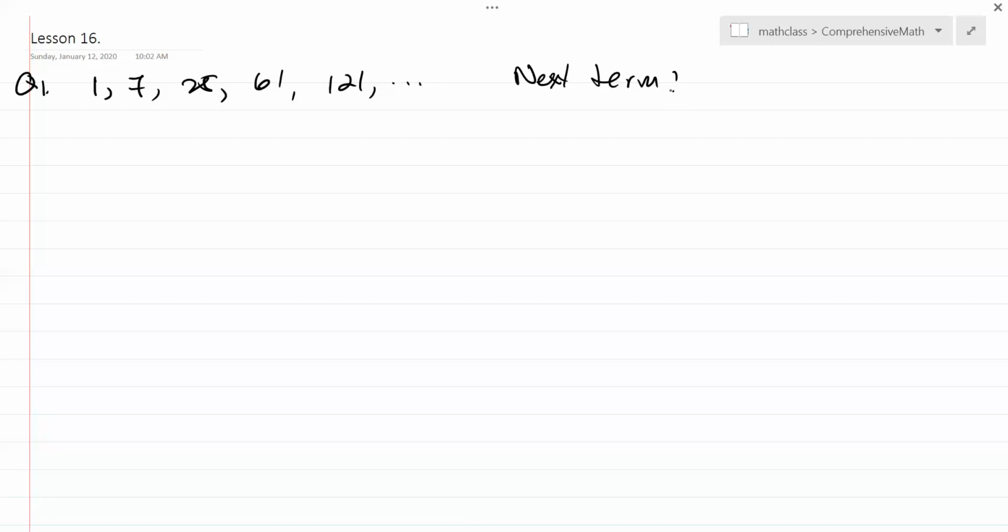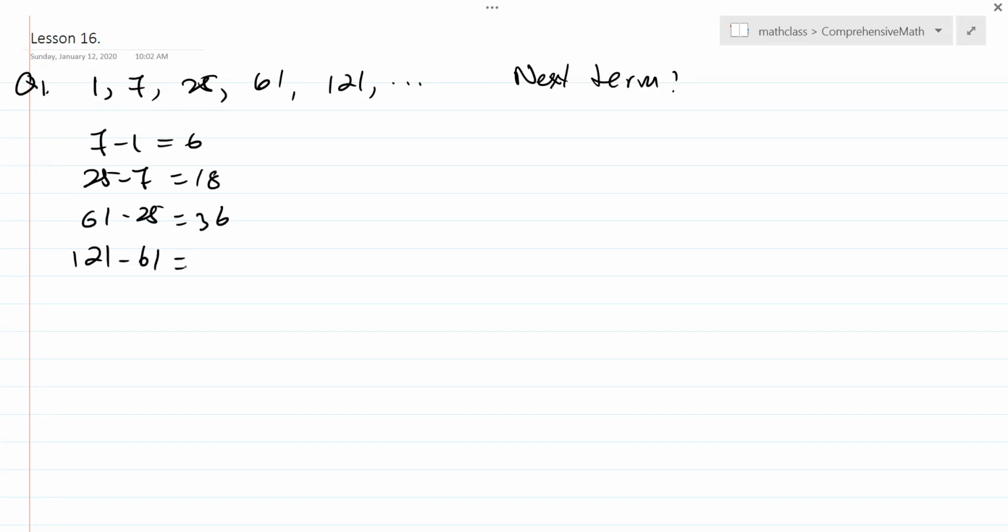The most natural method is just take the difference. So 7 minus 1 is 6, and then 25 minus 7 is 18. 61 minus 25 is 36. 121 minus 61 is going to be 60.